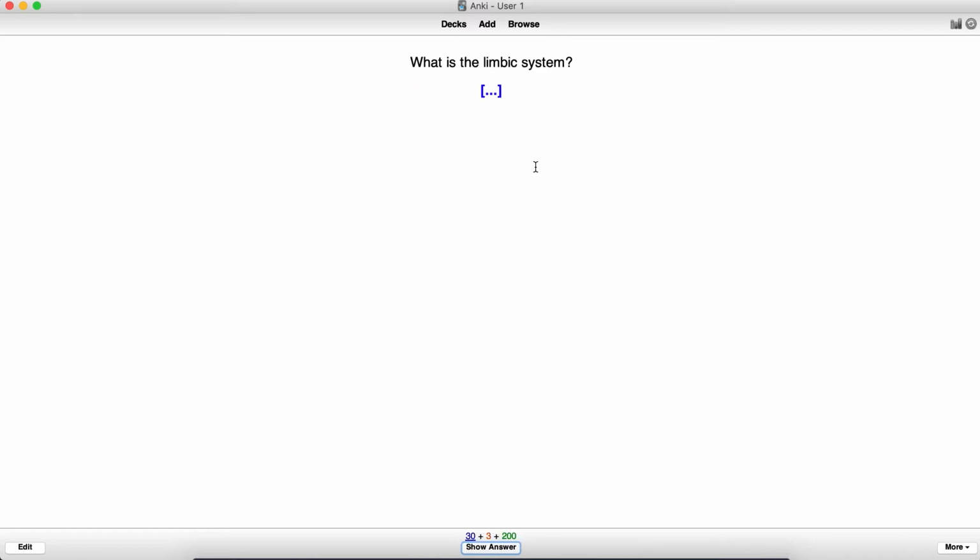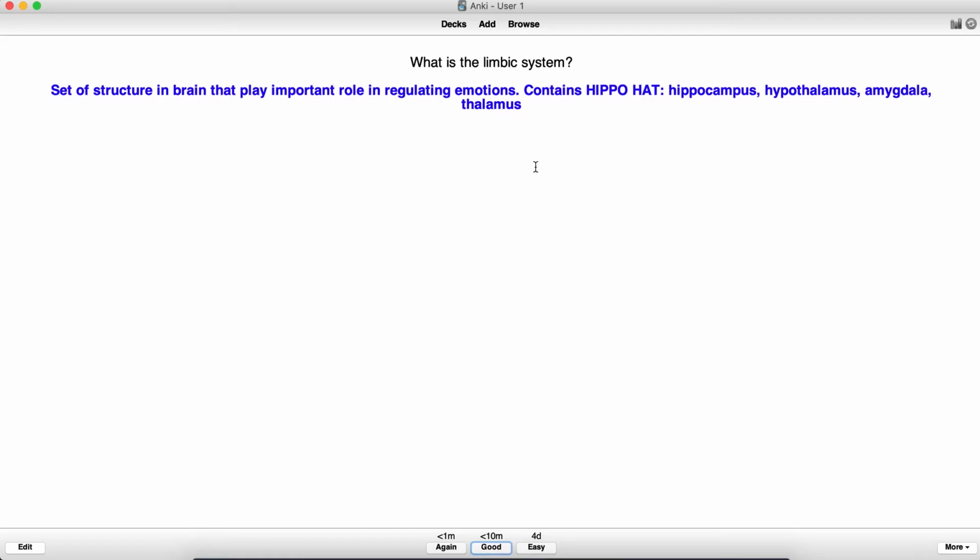What is the limbic system? The limbic system consists of the utricle and saccule, which make up the semicircular canal, and they are involved in head positioning and linear acceleration. Nope. It's a set of structures in the brain that play an important role in regulating emotion.